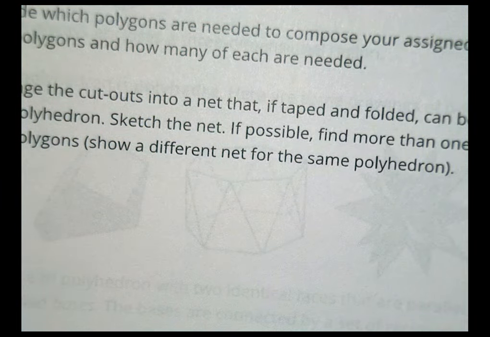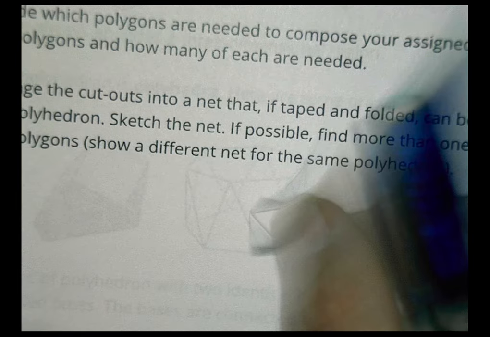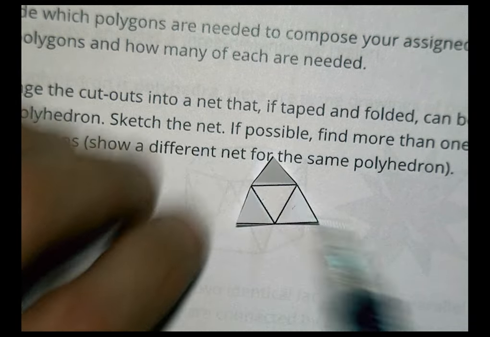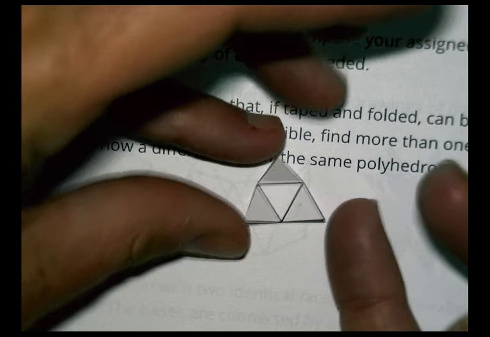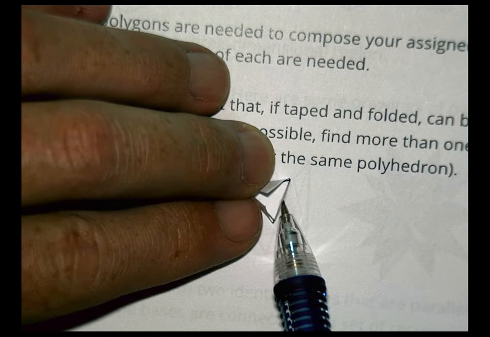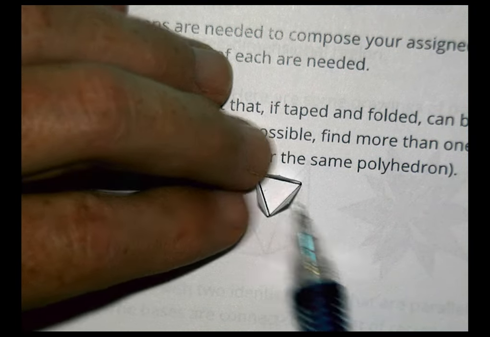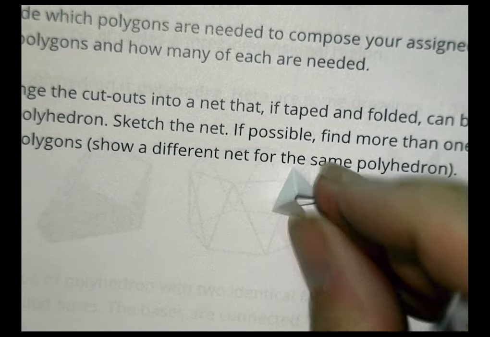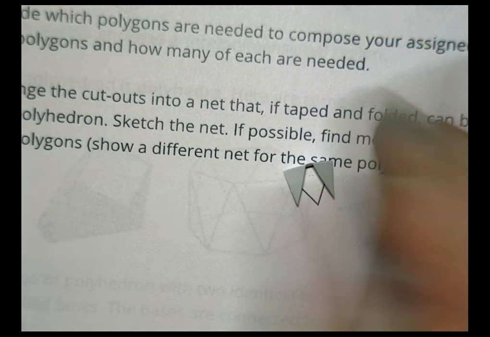For net number two, we have this shape here, and we have it folded down like so. The idea here is that if I fold all three edges up, I can group that together to make a pyramid shape like so. So that would work as well. Okay, and I could drop it like that, and that would work.